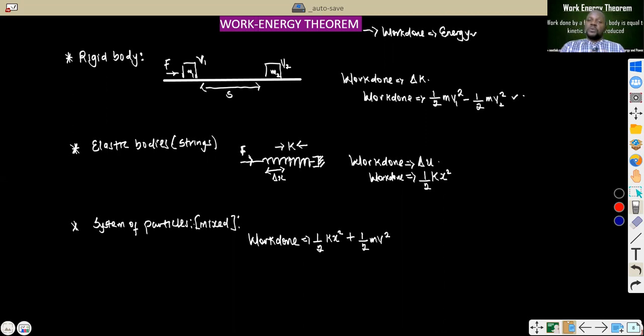No, it might be wrong. You understand? Because it depends not only on kinetic energy, it can also depend on potential energy. So it depends on both potential energy and kinetic energy for a system of particles. For a rigid body, only on the kinetic energy. For an elastic body, it only depends on the potential energy.